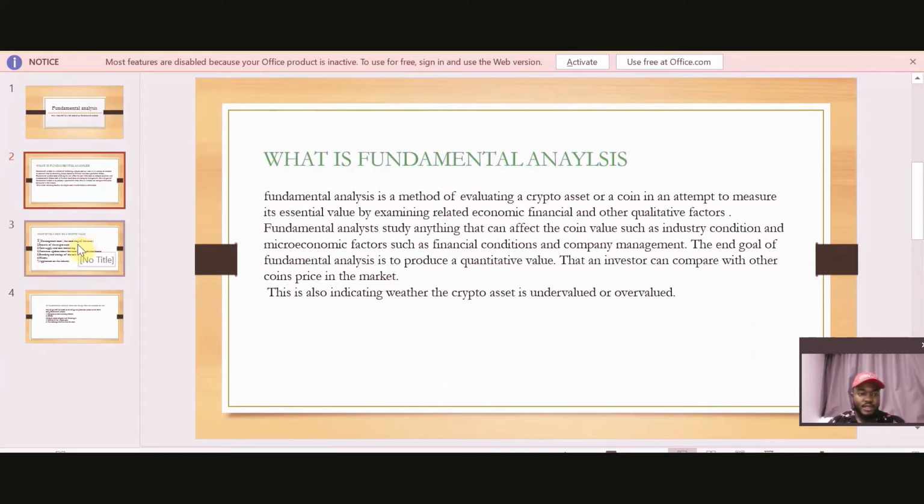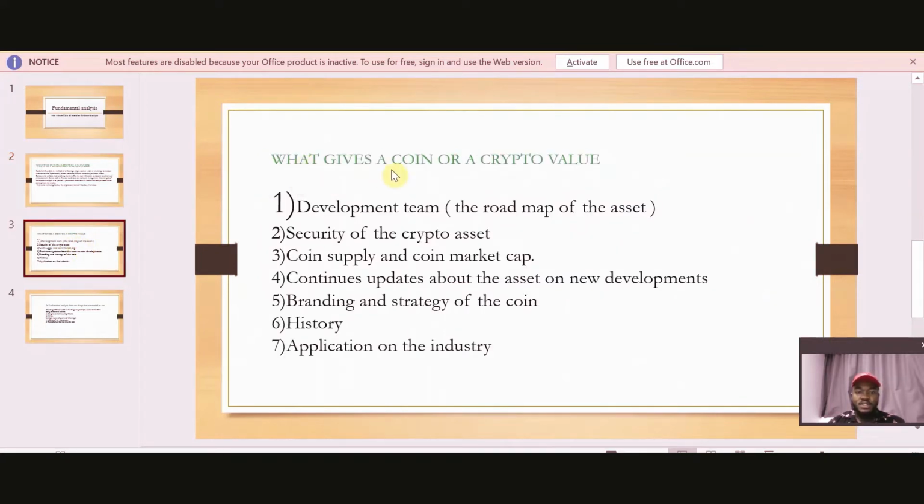So now let's go. What gives a coin or a crypto value? One is the development team, the roadmap of the asset. The development team means the developers, the people that created this token, the people that created this coin, and who are these people. All these things can give a coin value.